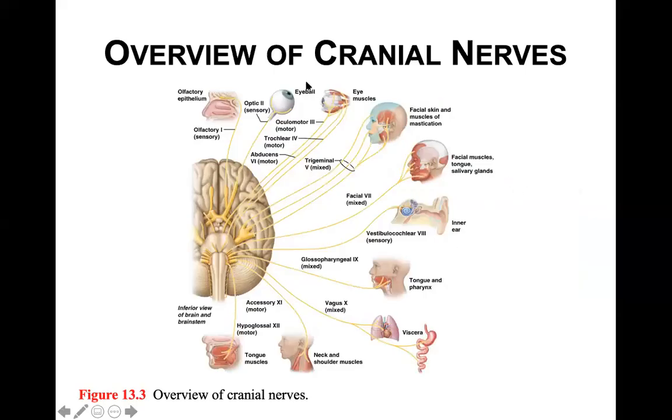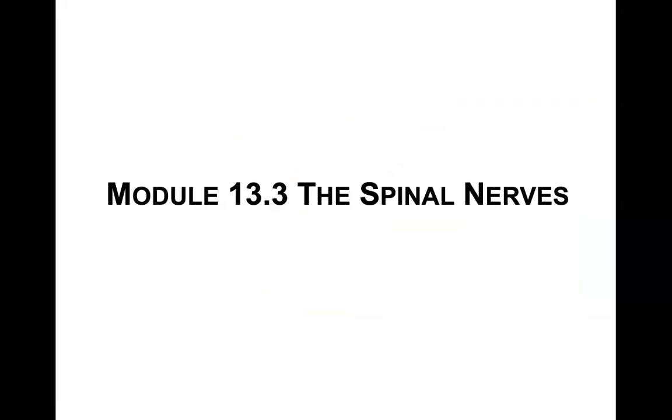So here's a nice little figure that goes over the 12 cranial nerves and their functions. If you're a visual person, this can help you visualize these functions. And this will be it for part 1 of the peripheral nervous system. Part 2 will consist of the spinal nerves.